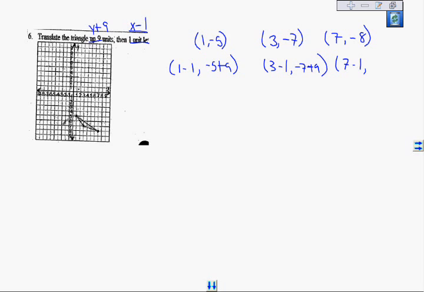Negative 8 plus 9. Now I find my new coordinates. 1 minus 1 is 0. Negative 5 plus 9 is 4. 3 minus 1 is 2. Negative 7 plus 9 is 2. This is 6. And this is 1. Plot your new coordinates. 0, up 4. Over right 2, up 2. Right 6, up 1. And I have my new figure.